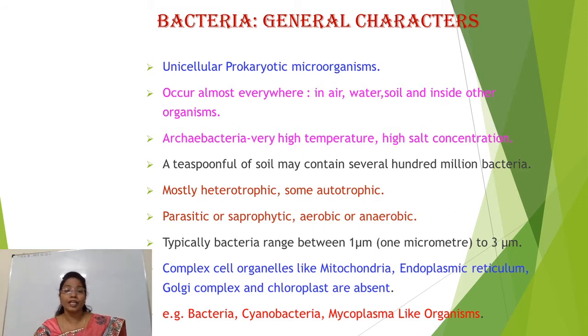Mostly bacteria are heterotrophic in nature. Heterotrophic means they cannot prepare their food themselves. But some bacteria contain bacteriochlorophyll in them. The bacteria which have bacteriochlorophyll can prepare their food themselves, so they are autotrophic. In this way, some bacteria are heterotrophic and some bacteria are autotrophic.